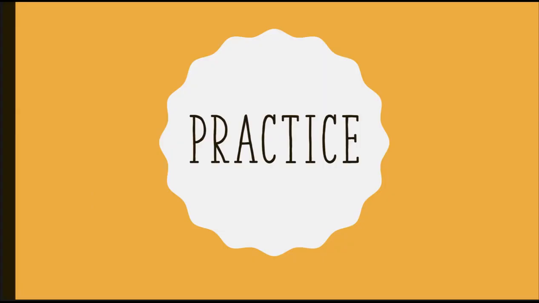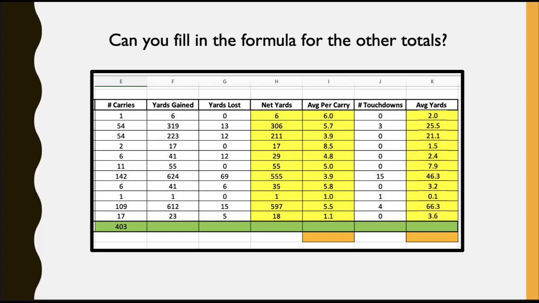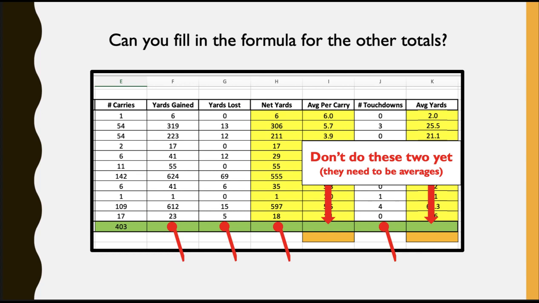Now I want you to do some independent practice to make sure that you understand these concepts and can apply them. So I want you to fill in the formula for the other totals. I just mean these boxes here. So ignore I and K because these are averages. We're going to do something a little bit different there. So go ahead and you can type in the formula, or you can use that auto sum shortcut that I just showed you. But go ahead and total up yards gained, yards lost, net yards, and number of touchdowns.